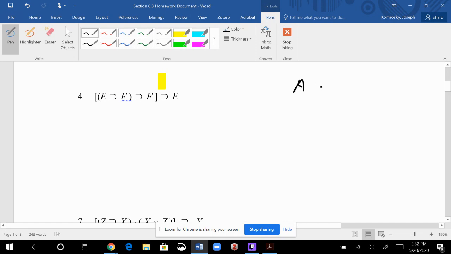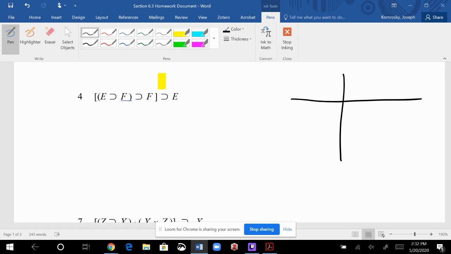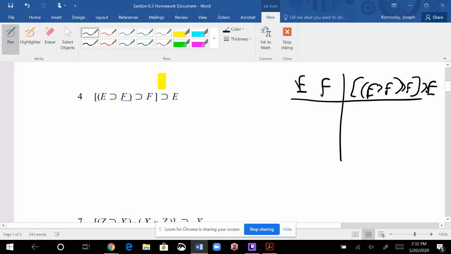Hurley will say, look, there's two propositions, and then he'll kind of separate them out. He'll say, there's two propositions, E and F, right? Then he'll put this whole deal over here, right? And I know this is sloppy, but I'm just kind of showing you. So we'll put the whole thing over there, and then he'll say, hey, do the truth values for this.